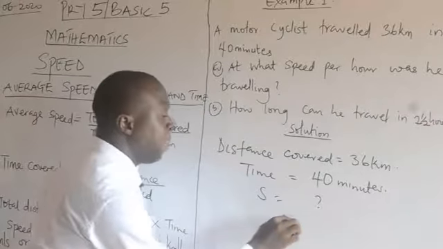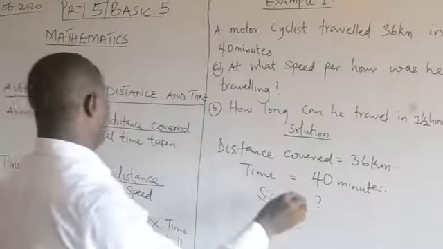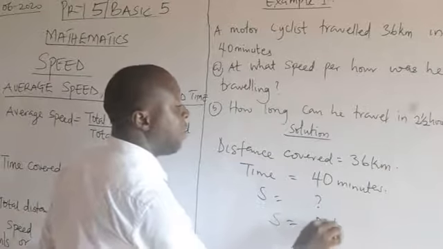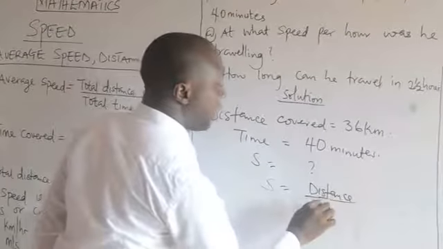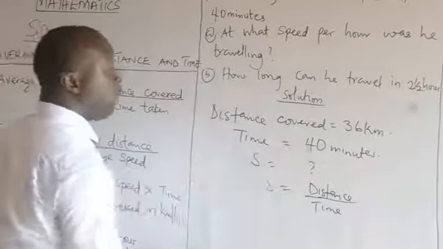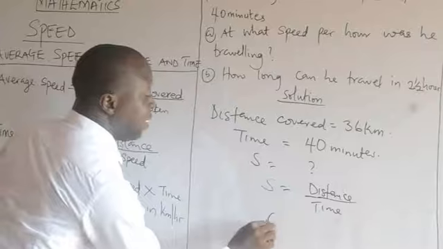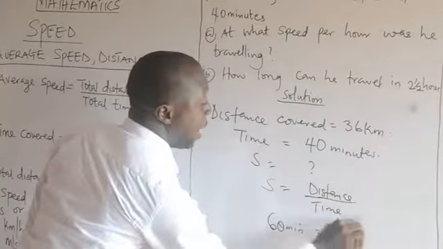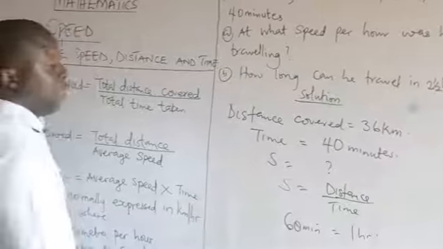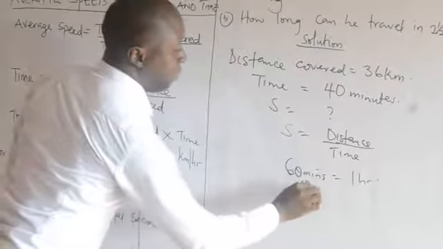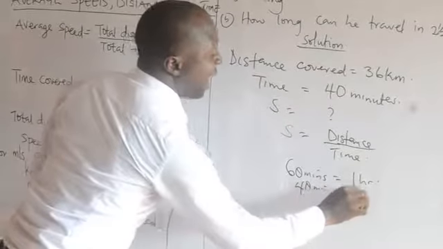So the formula: speed is equal to distance over what? Time. The distance traveled over time. So let's convert this time to hours. We have 60 minutes will give us 1 hour. If 60 minutes will give us 1 hour, 40 minutes will be equal to what? X hour.